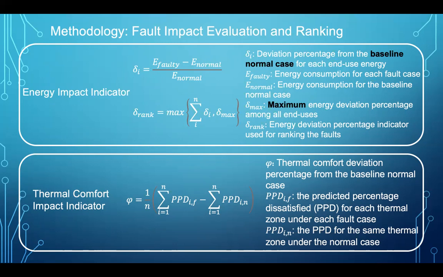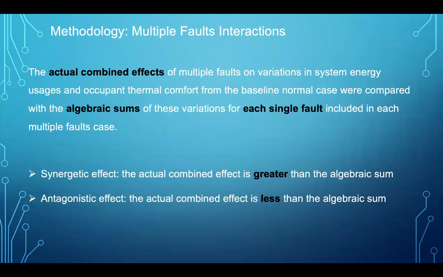As for the thermal comfort impact indicator, it was calculated based on the predicted percentage dissatisfied for each zone under each fault case. Regarding the interactions among multiple faults, the two effects of multiple faults are defined as follows. Synergetic effect is the effect when the actual combined effect is greater than the algebraic sum. And antagonistic effect is the effect when the actual combined effect is less than the algebraic sum.